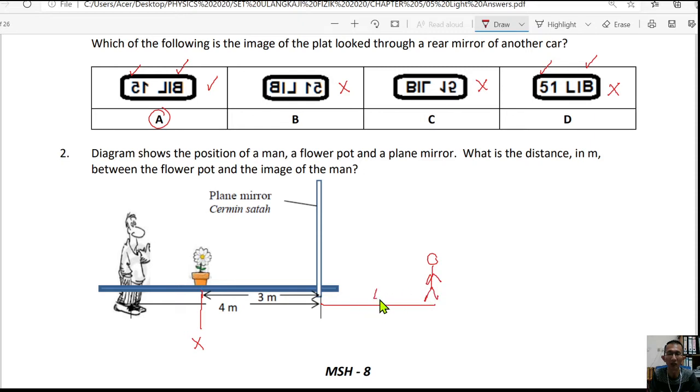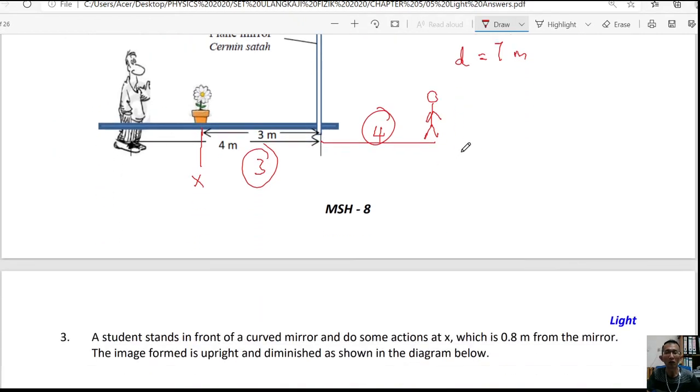So here is 4 meter, and from here to the mirror is 3 meter. So what is the distance? The distance would be 3 plus 4, so the distance is 7 meter. Okay, we go to the next one.